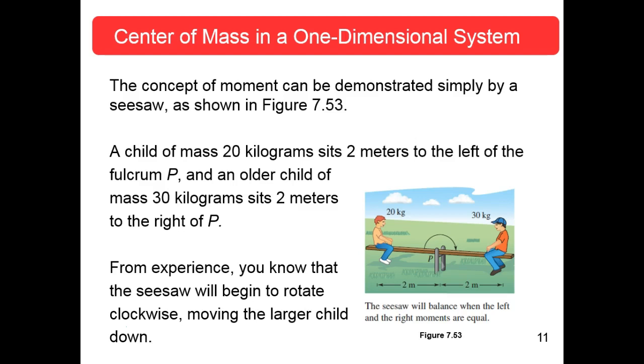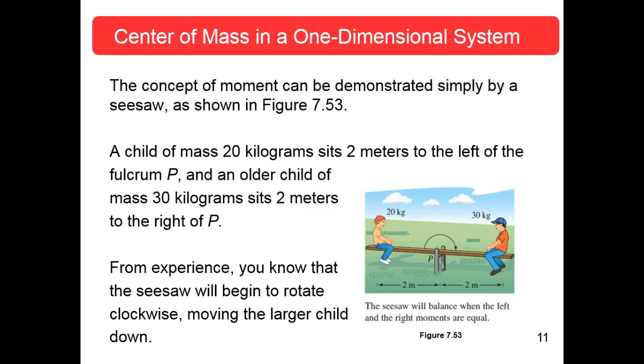Oh, I'm sorry, I didn't read this. A child of mass 20 kilograms sits 2 meters to the left of the fulcrum P, and an older child of mass 30 kilograms sits 2 meters to the right of P, and we know it's going to rotate in the clockwise direction because there's a greater moment on the right hand side than on the left.